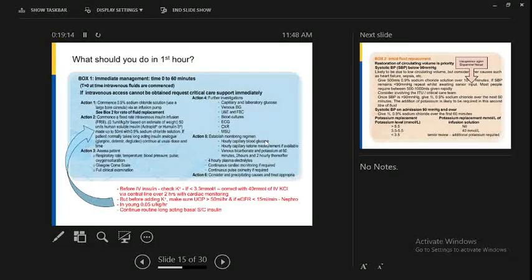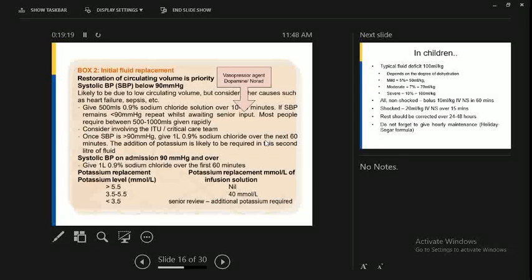So first hour management is divided into a few parts. First one is ABCD, then you have to commence fluid. Fluid management in the first hour: if the patient is hemodynamically unstable, if the patient's blood pressure is less than 90 millimeters of mercury, then you have to give a 500 milliliter normal saline bolus over 10 to 15 minutes. And if blood pressure remains low, you can repeat another 500 cc of normal saline bolus over 15 minutes.